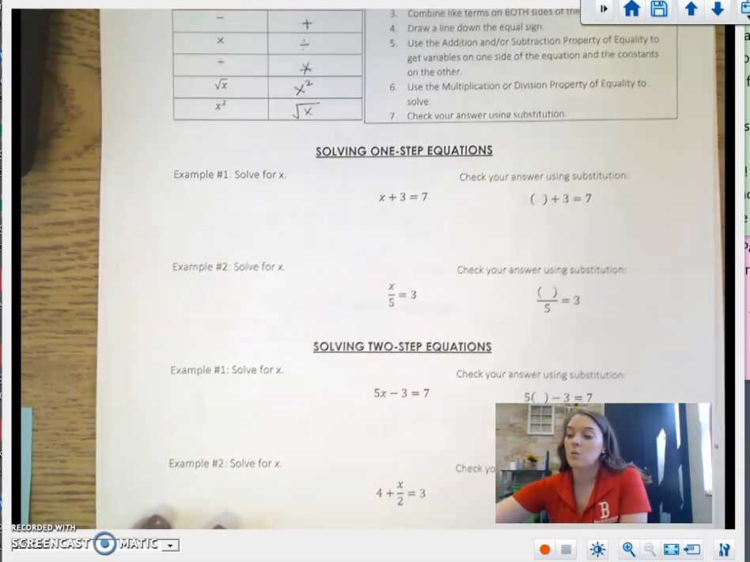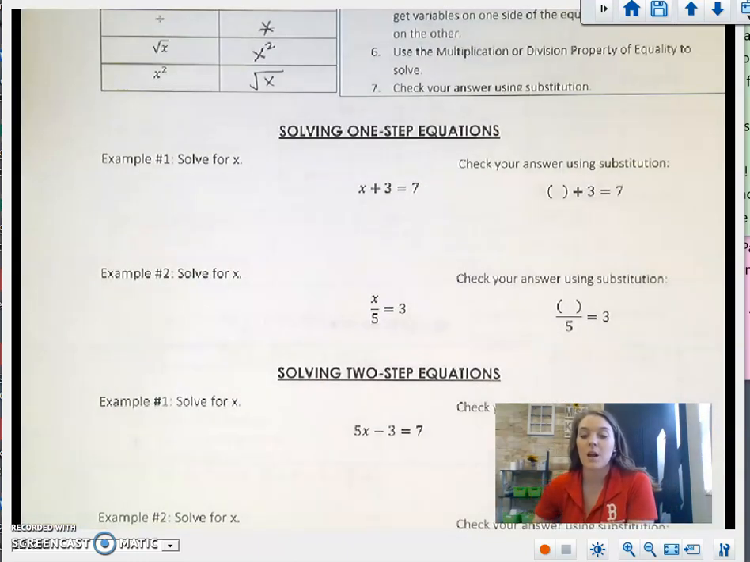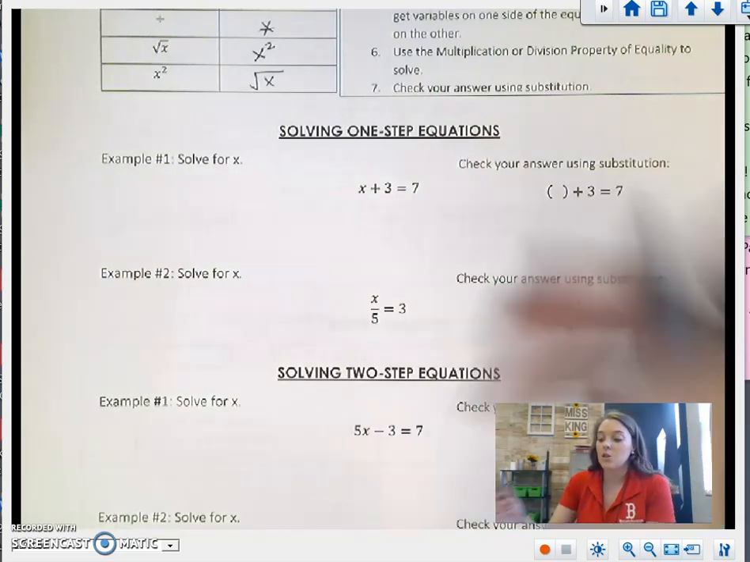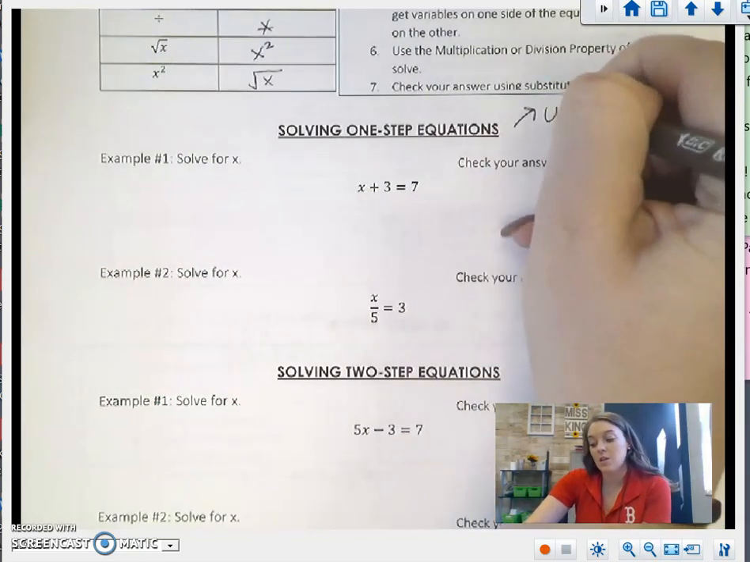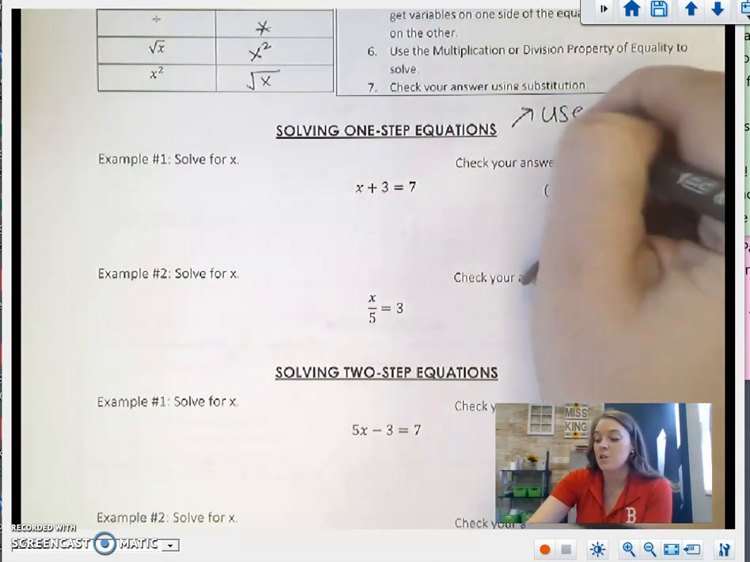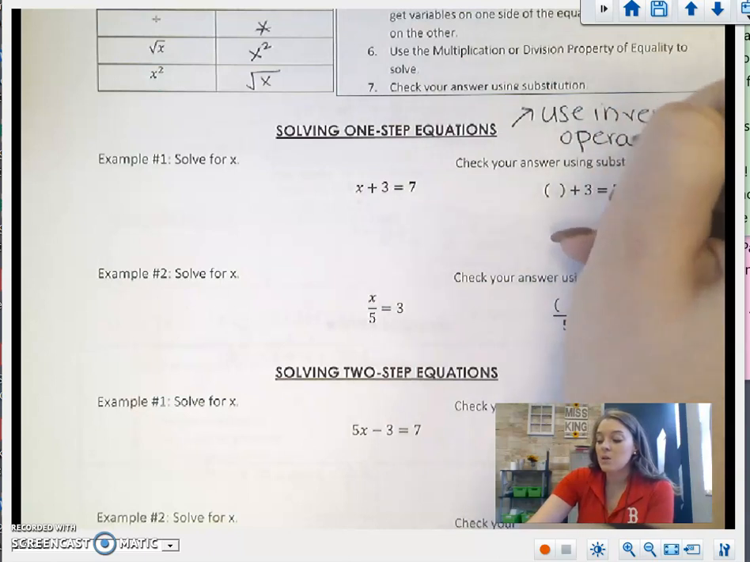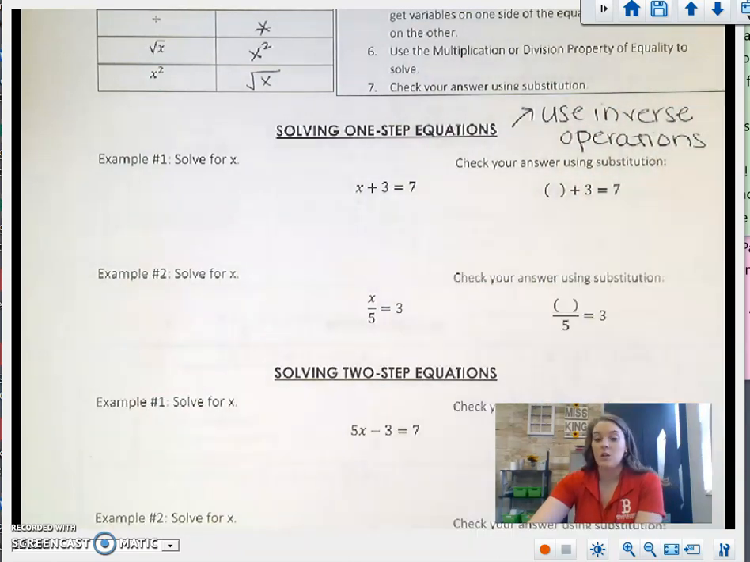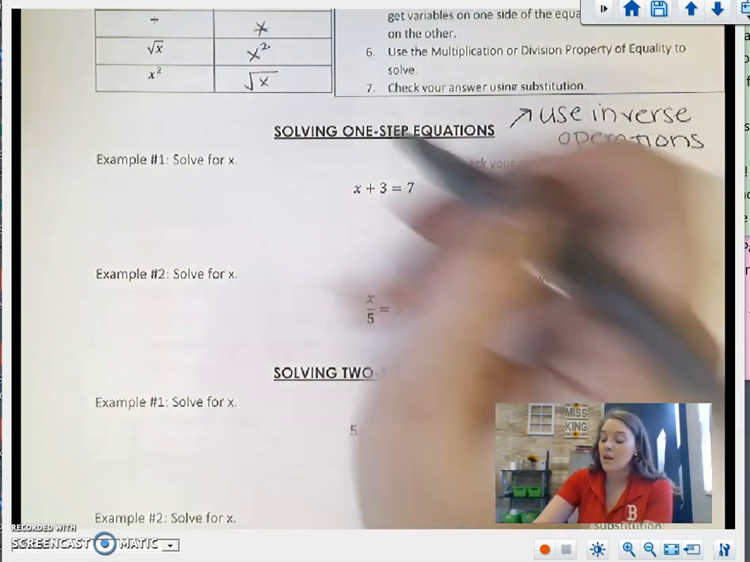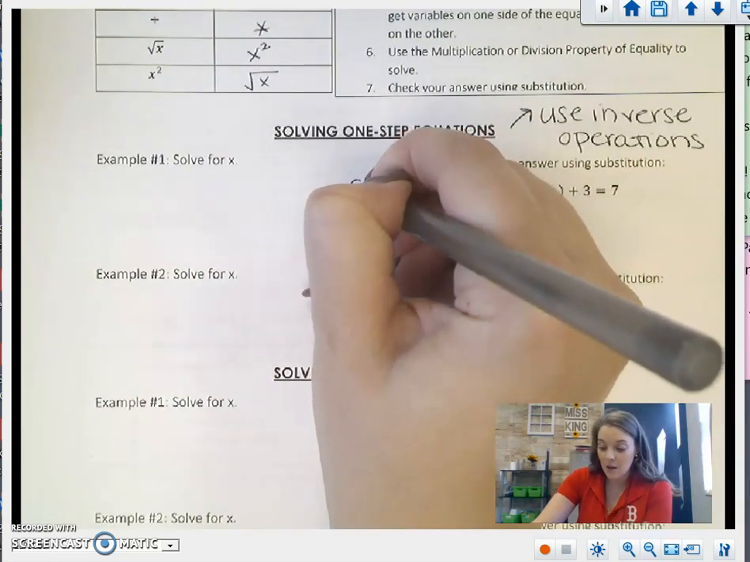So in middle school, and maybe even 6th grade, you started solving equations with one step. In one-step equations, you use inverse operations. So all equations use inverse operations, but especially when solving one-step equations. So we have x plus 3 equals 7, and I'm trying to get this x by itself.